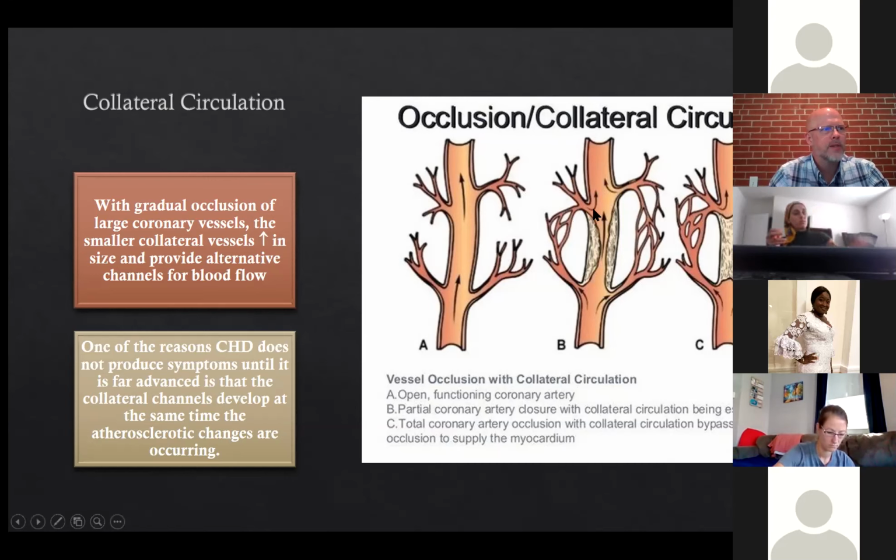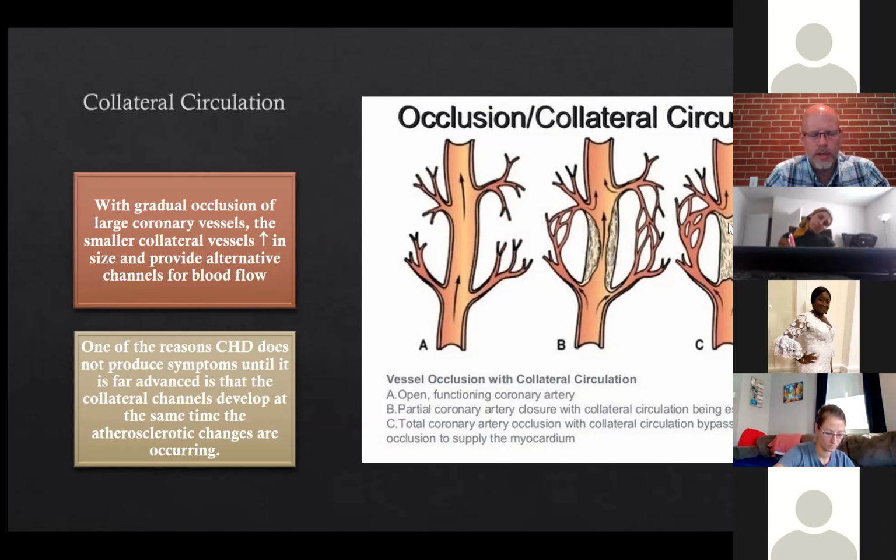So here's a normal vessel. This one starts to get occluded, and all of a sudden, over the period of years, this collateral circulation forms. I'm sure you've all heard stories of my relative had 90% blockages in 4 of the arteries in the heart, right? And you're probably like, how the hell is that person even alive? It's because they developed collateral circulation.